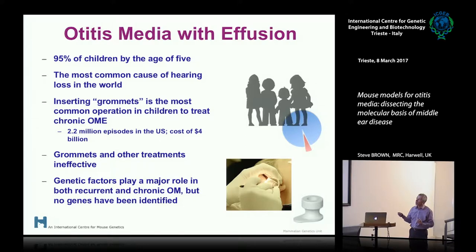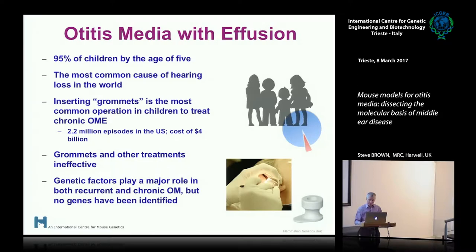We have a rather poor treatment for it, but we also know that for chronic otitis media, as opposed to acute otitis media that develops from an infection in the middle ear, for this chronic otitis media, genetic factors play a major role. But until we started working on mouse models, there were no genes known. None of the underlying predisposing genetic factors were known. And although there'd been some human studies done, mainly to look at heritability of chronic otitis media, human genetics had failed to identify any clear loci that were involved in predisposing children to the development of this chronic disease.